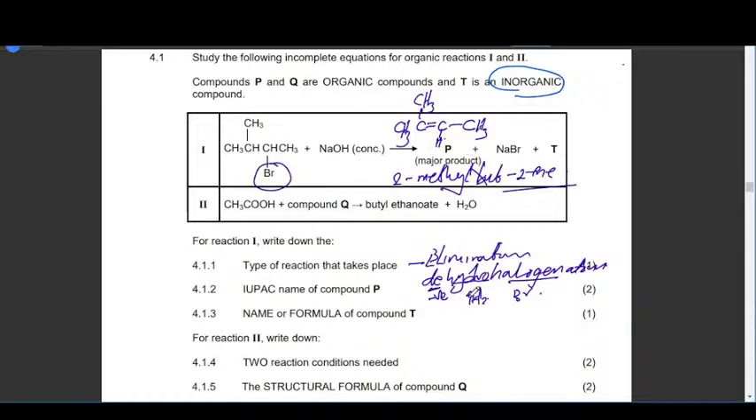Name or formula of compound T. Because I lost this bromine, the bromine will react with sodium hydroxide. Okay, let me show you.